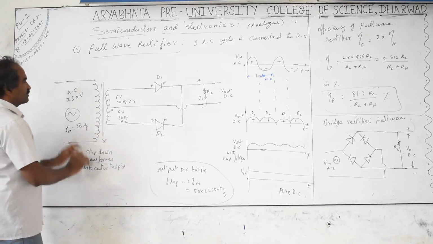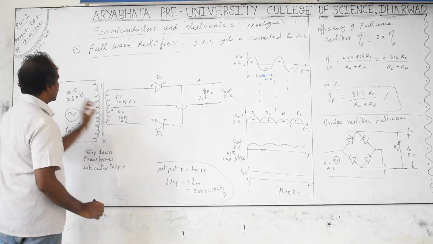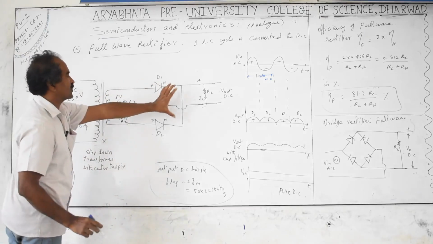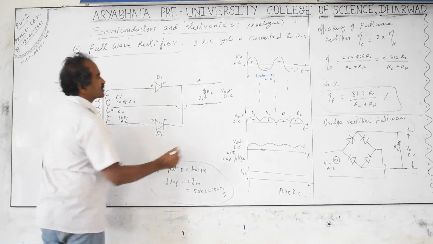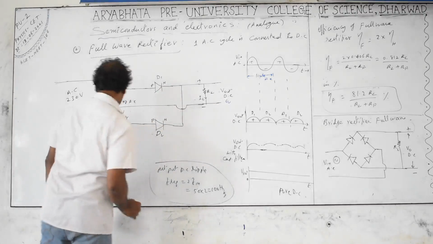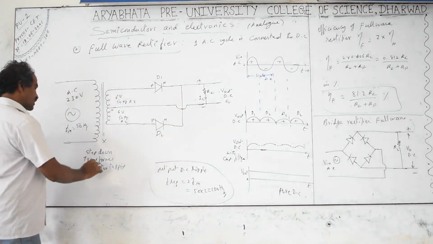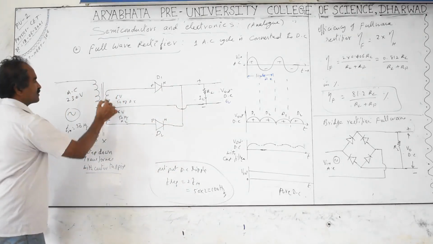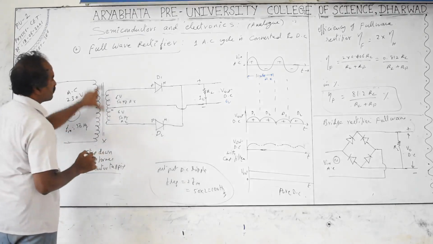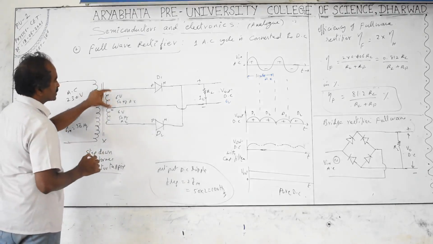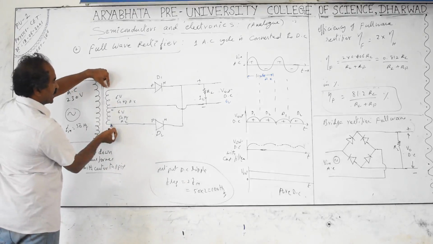Step down transformer means voltage is decreased from primary to secondary. 230 volts to 6 volts output. Here the output we are taking is 6 volts DC. Then it has a center tapping. Center tapping means the secondary turns are equally divided into two parts. If you want 6 volts, you have to take 6 volts, 6 volts. Total will be 12 volts from end to end.